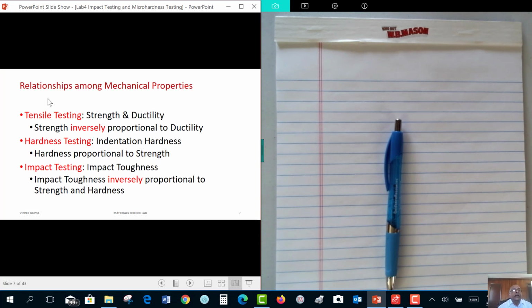So here is the relationship among mechanical properties. When we did tensile testing, we saw that strength and ductility were inversely proportional. So if we did something to increase strength, we decreased ductility. Then we did hardness testing, where we measured indentation hardness, and we found that hardness was proportional to strength, yield strength specifically. In this lab, we are going to do impact testing. So we are going to measure something called impact toughness, and we are going to find out that impact toughness is inversely proportional to strength and hardness. So if we do something to increase the toughness, we are going to decrease strength and hardness.